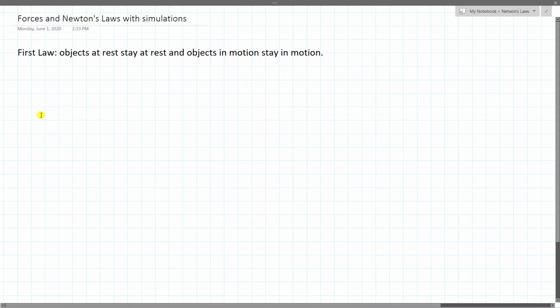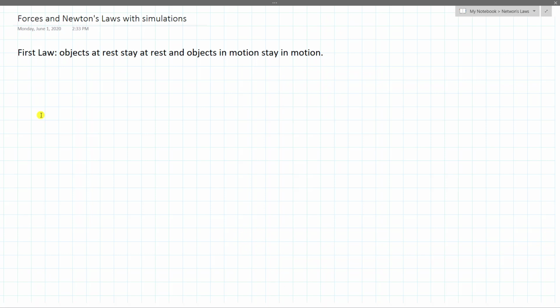In this video, I will explain what forces are and Newton's laws with simulations. So forces are simple concepts to start with. You all know what forces are. They're pushes and pulls, right? So those are easy to understand.